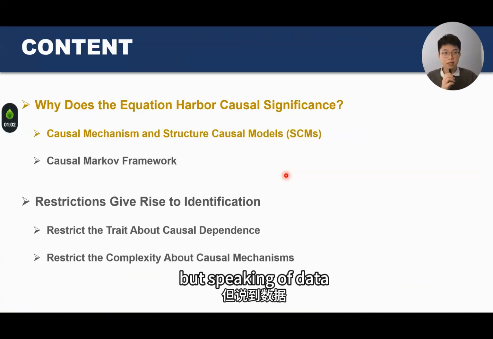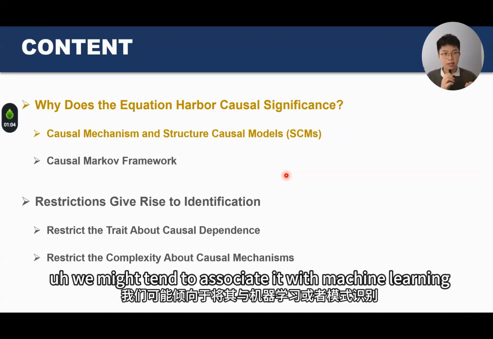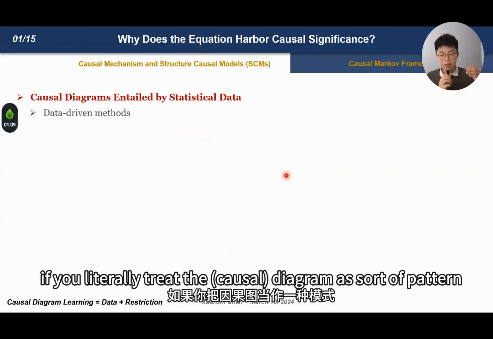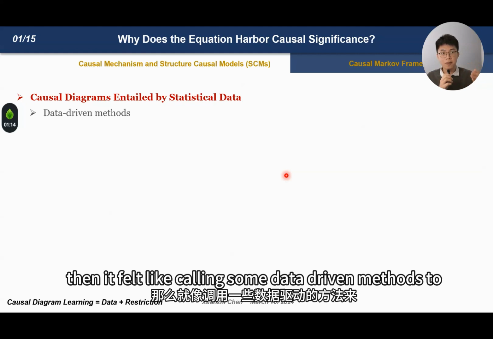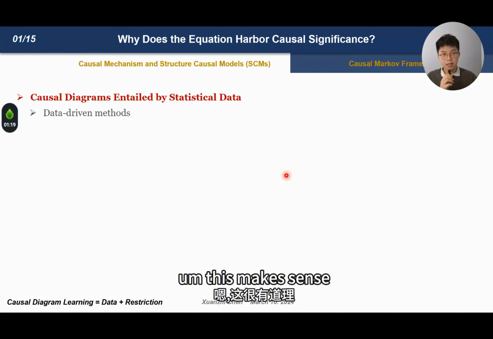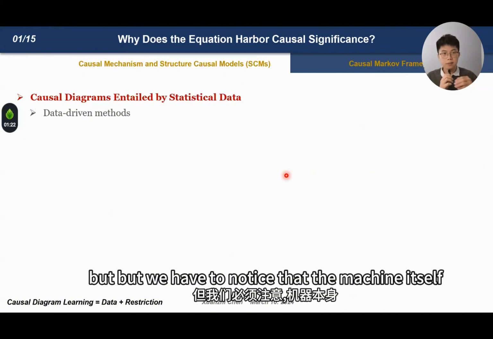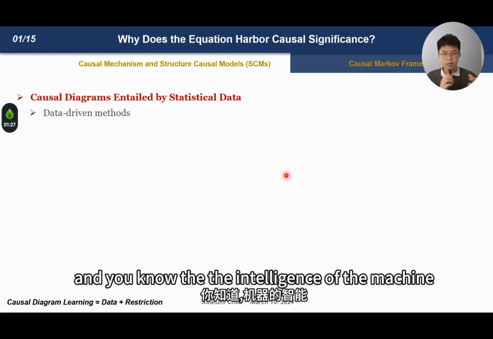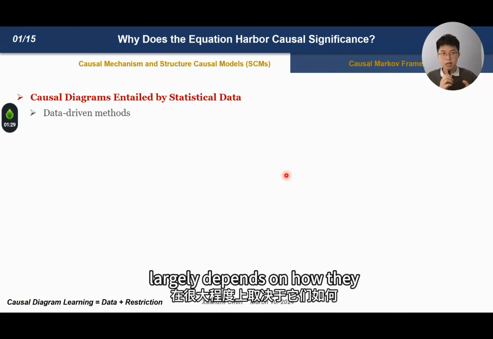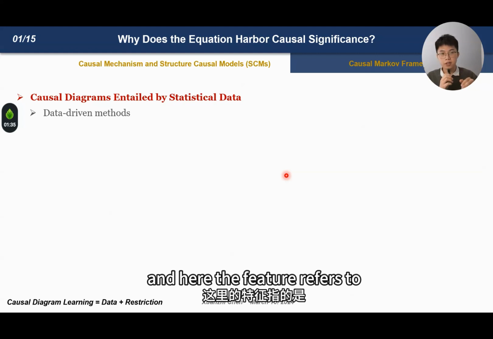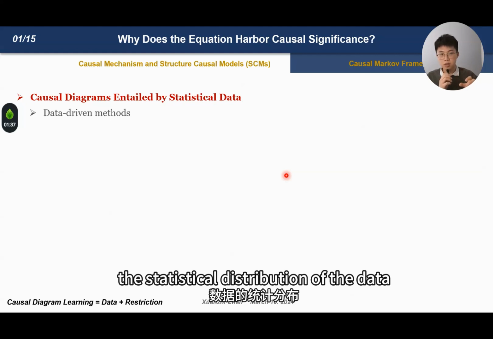But speaking of data, we might tend to associate it with machine learning and pattern recognition. If you literally treat the diagram as a sort of pattern, then you feel like calling some data-driven method to discover this pattern from the data, right? This makes sense, but we have to notice that the machine itself doesn't know what causation is, and the intelligence of the machine largely depends on how they can understand the features of the data. And here the feature refers to the statistical distribution of the data.